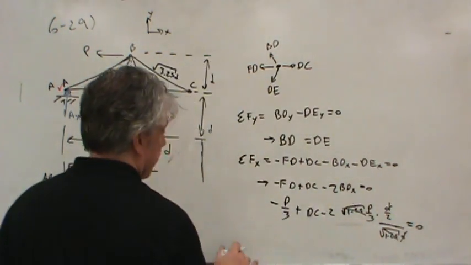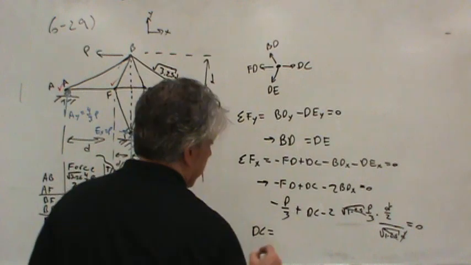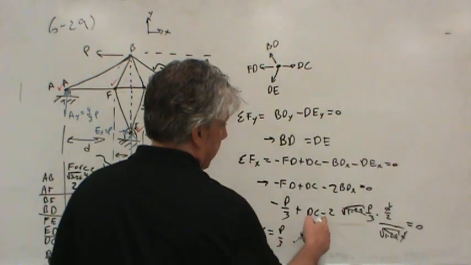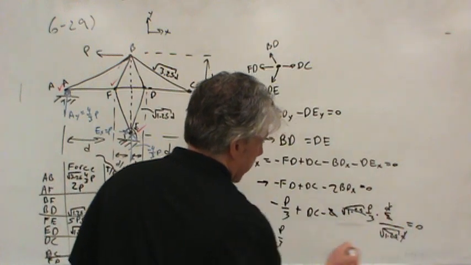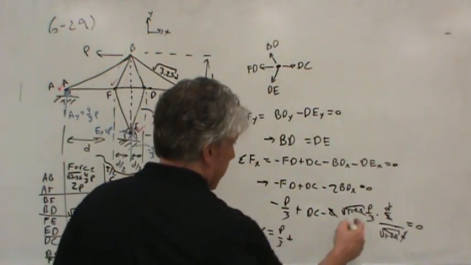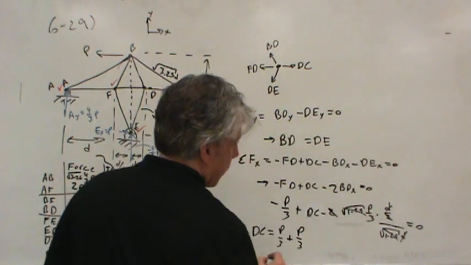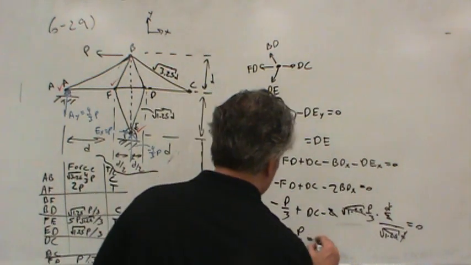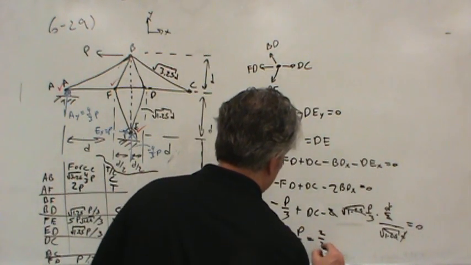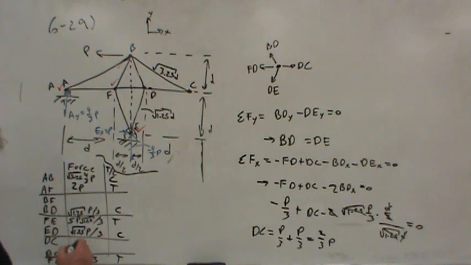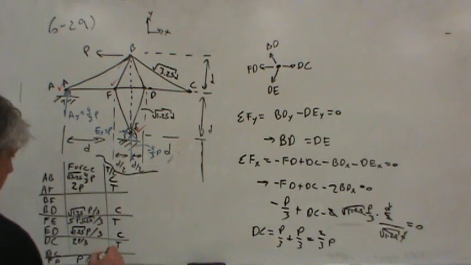I don't know why I didn't solve for DC here, but let's go ahead and do that. DC equals, pull this to the other side, p over 3. And then minus here will be, oh, the 2's will cancel. The minus will become plus because we're pulling it to the other side. So plus p over 3. And yeah, it looks like everything else is canceled. So this is simply 2/3 of p. And it's positive, so it's tensile. So DC is 2p over 3 tensile.